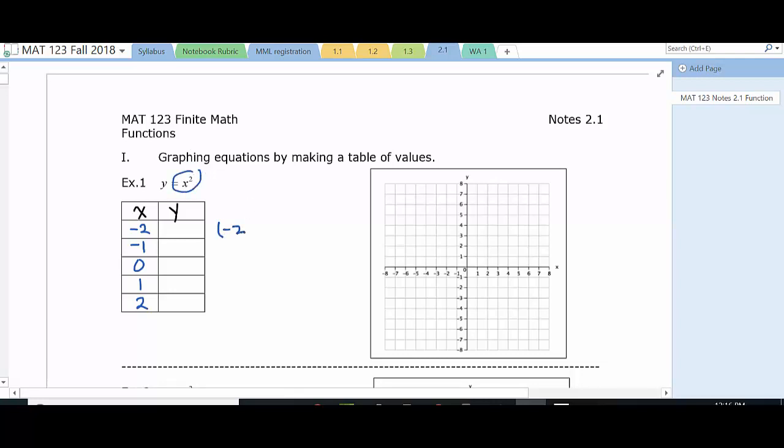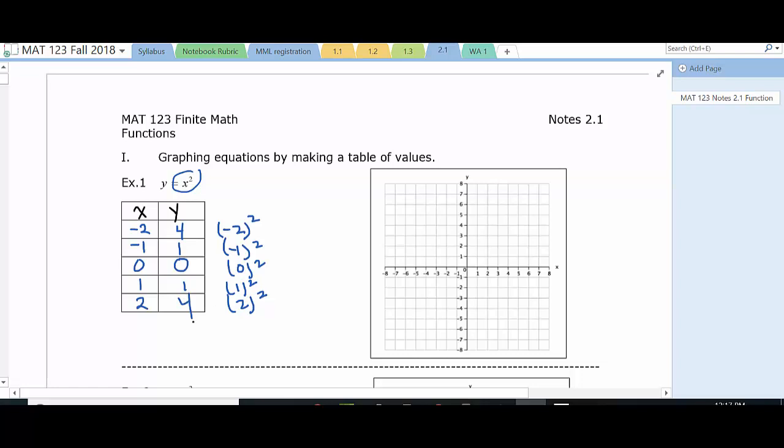You can fill this out in your head. You're just taking x and squaring it, so that would be 4. This would be 1. You don't have to write all that out because you can do this in your head if you want to. That would be 0. 1 to the second would be 1. And then 2 to the second would be 4. Then what you're going to do is plot those points.